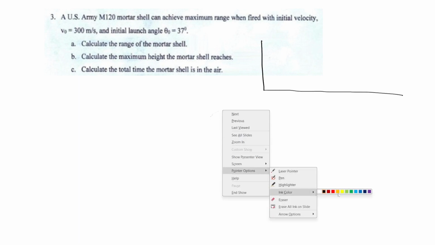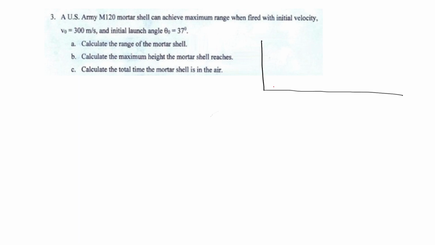So here the shell or the grenade is fired like a projectile, making an angle of 37 degrees initially. Now we need to find this maximum height and the horizontal range, and also the time of flight.